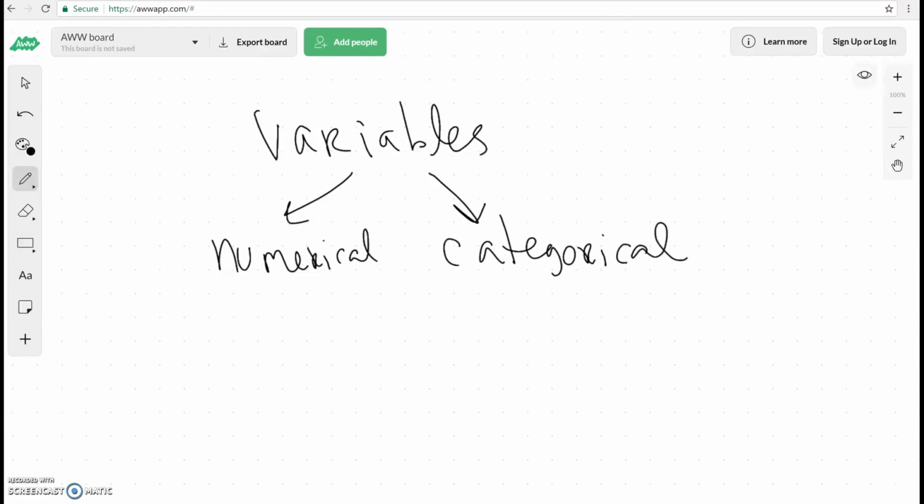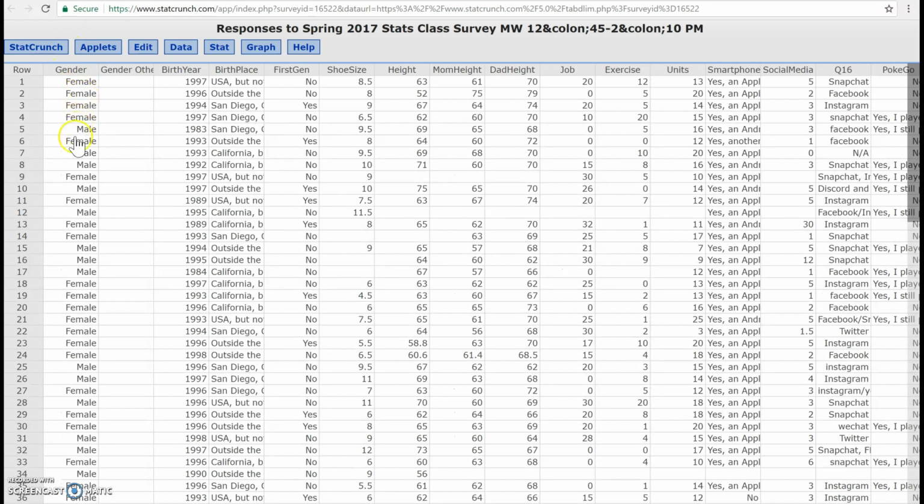Okay, so if I went back to the gender variable, we said that this is going to be categorical, right? Because this is a category, right? You can't really express this as a particular number. Whereas shoe size, this one will not be a category. This is going to be more of a numerical value, you know? So yeah, this is what we have.